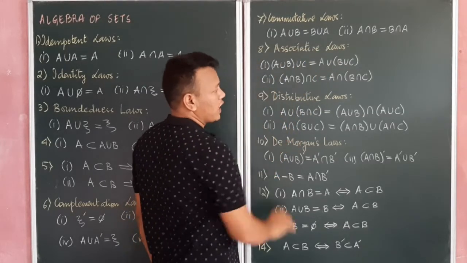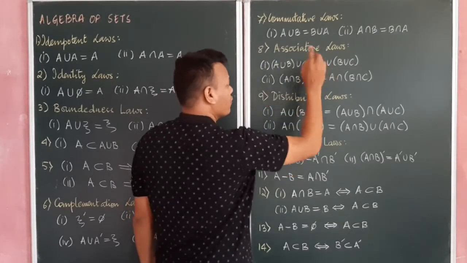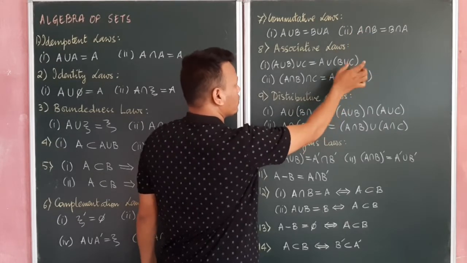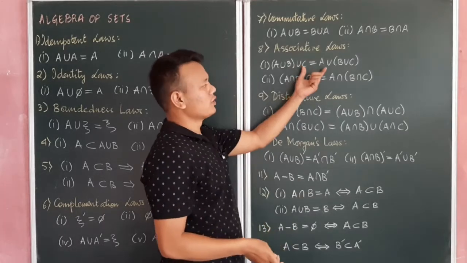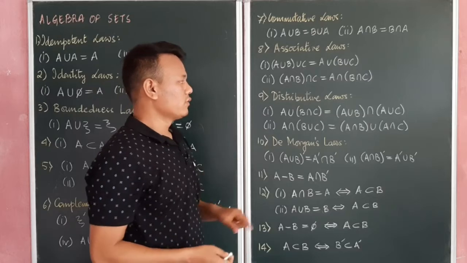The same set you will get if you first take the union of B and C, and whatever result you get, take the union of that with A. Alright, so this is called your associative law. The same thing goes with your intersection as well. Now this is very important for us.